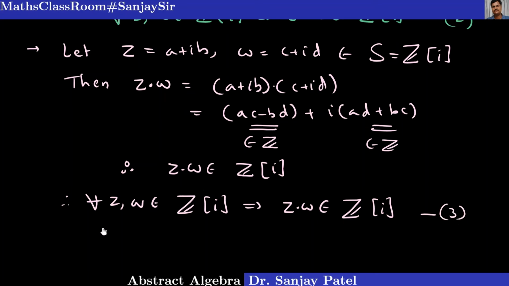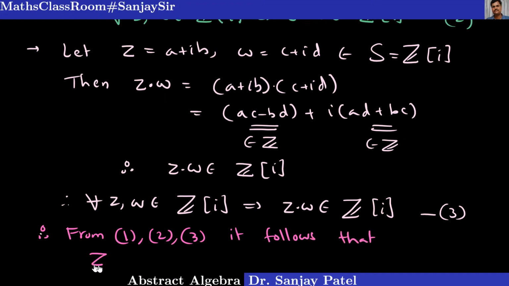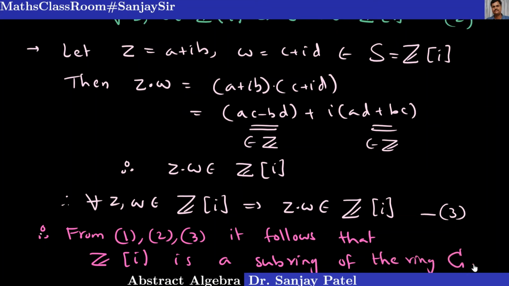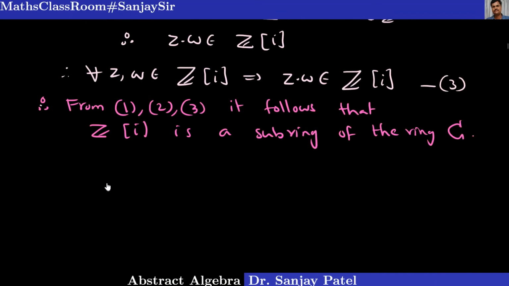So from 1, 2 and 3 it follows that this Z[i] is a subring of the ring of complex numbers. So this one should prove subrings.